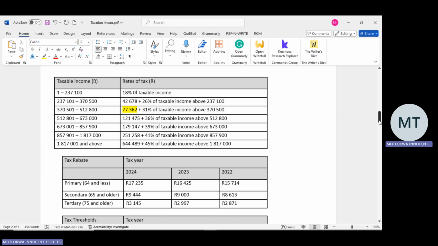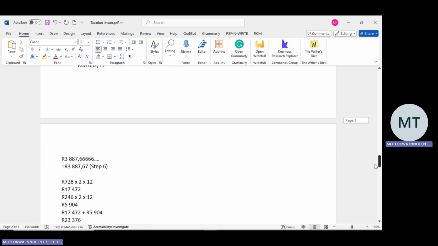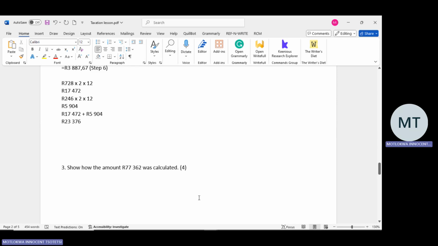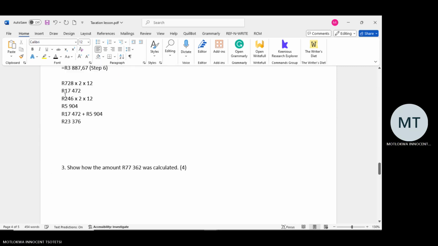Okay, so let's do it, guys. Let's calculate now. Okay, let me fix something here. Okay, let's calculate now. So we are going to say 42,678, the amount on tax bracket number 2, the first amount. Remember that we want the amount on tax bracket number 3.